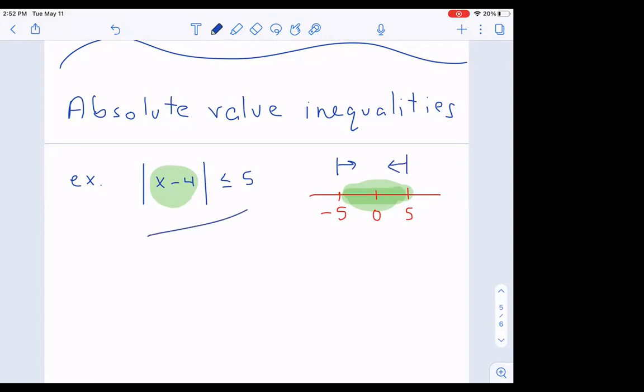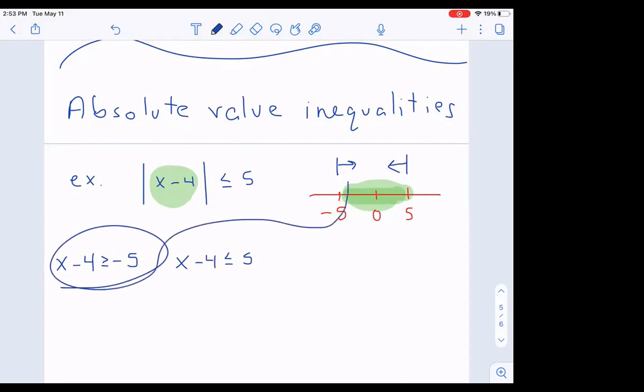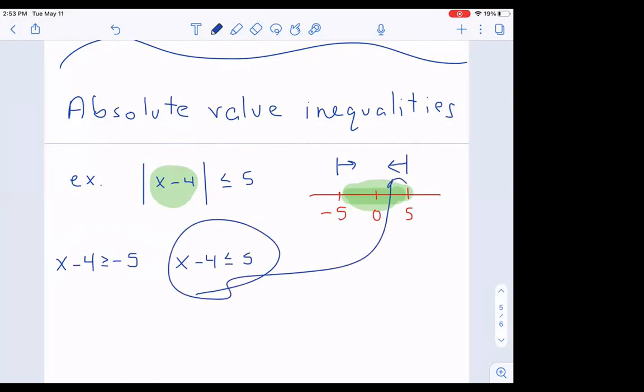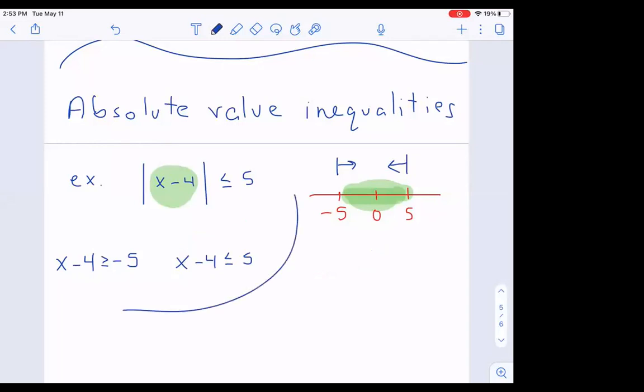So once we have this problem, we would say that x minus 4 has to be greater than or equal to -5, and x minus 4 must be less than or equal to +5. This one is assuring this is happening, and this one is assuring this is happening. And so this is the work I would expect you to be doing to solve this.